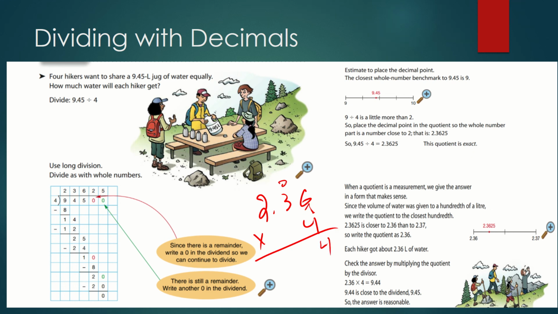6 times 4 is 24, add the 2. 3 times 4 is 12, plus 2 is 14, plus we add the 1 there. 2 times 4 is 8, plus 1 is 9. Okay, we have 2 spots here, or we know 2 times 4 is 8, so it's 9.44. Okay, so 9.44 is close to 9.45, so this answer is reasonable.